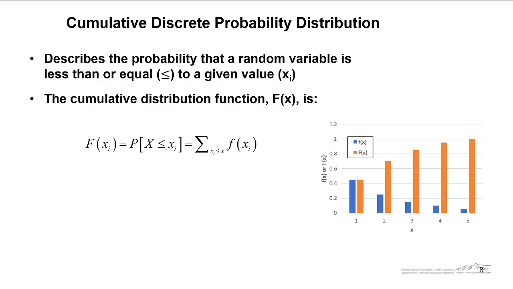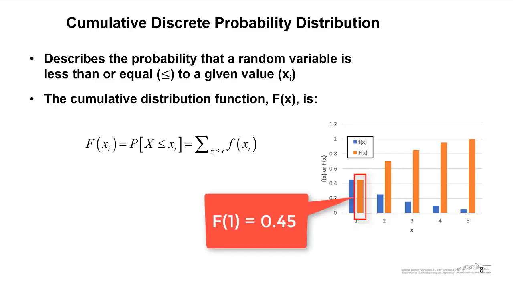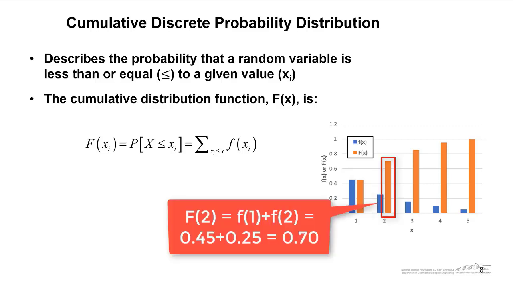So if we look at x equals 1, lowercase f of x is 0.45. The cumulative distribution function, or capital F, is just the sum of everything including that x and below. When x equals 2, capital F, or the cumulative, is just the sum of the previous 2 bars.